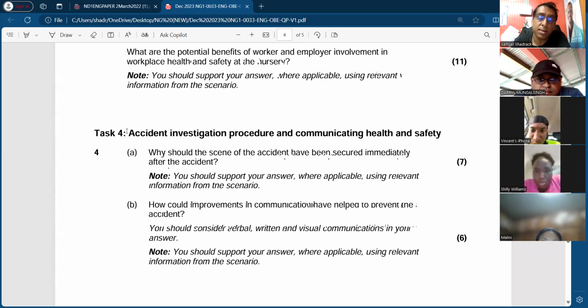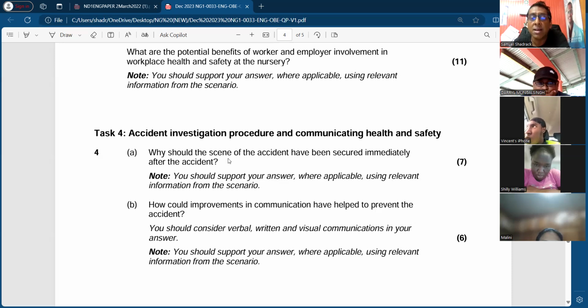I'll have to carry home the register if I have to send you this tonight, right? But when you get a question, read from the top. Accident investigation procedure and communicating health and safety. Take your time, read it again. Accident investigation procedure and communicating health and safety.